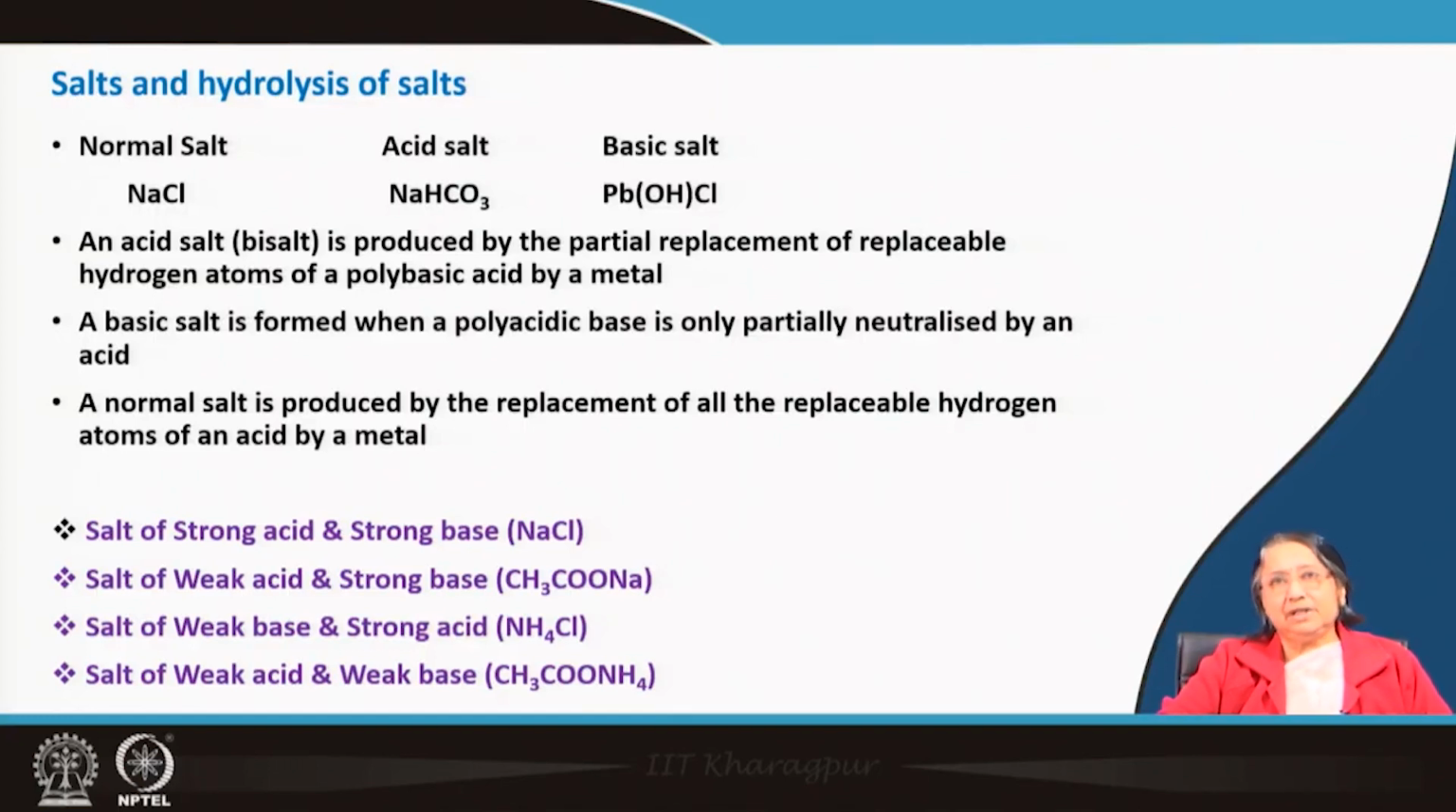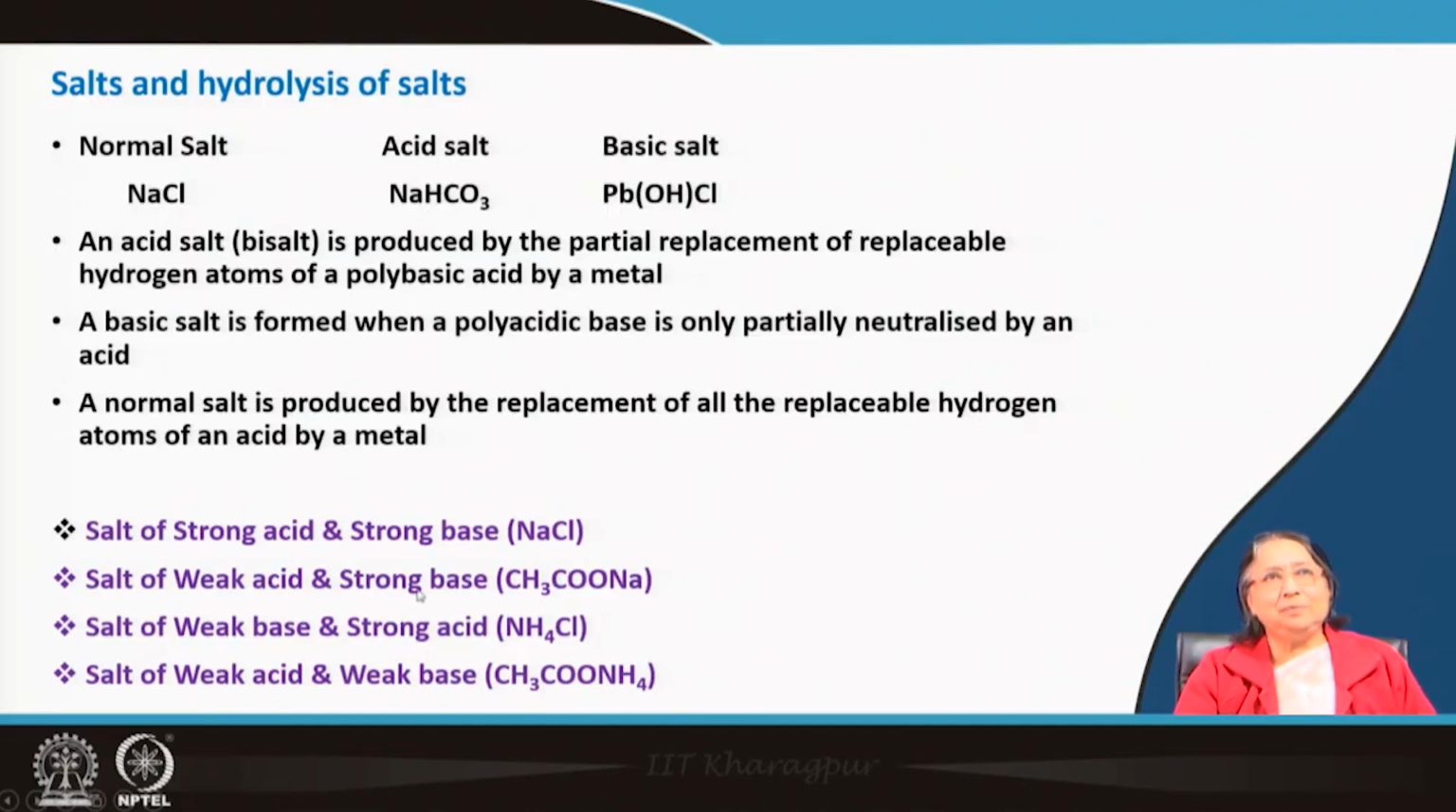In one type of classification, we can say that salts can be divided into normal salts, acid salts and basic salts. By definition, in NaCl there are no replaceable hydrogen atoms or replaceable OH groups, that is why it is called a normal salt. Here we can see that there is one hydrogen which can be replaced by any metal, so it is an acid salt or bisalt, and here there is one OH group which can be replaced, so it is the basic salt.